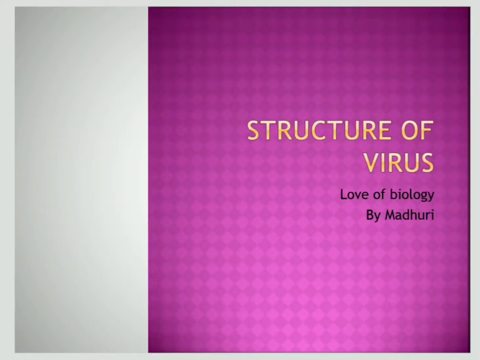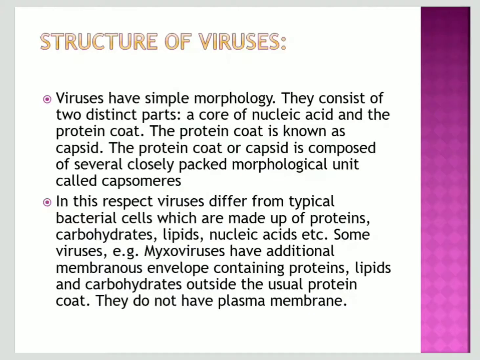Today we are going to learn about the structure of a virus. Virus structure has a simple morphology. They consist of two parts: a core of nucleic acid, that is DNA or RNA, and the protein coat. We call the protein coat a capsid. The protein coat or capsid is composed of several closely packed morphological units. We call them capsomeres.